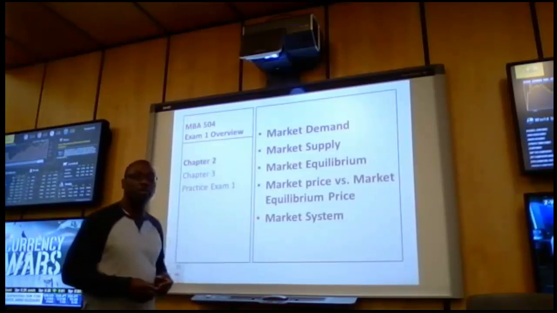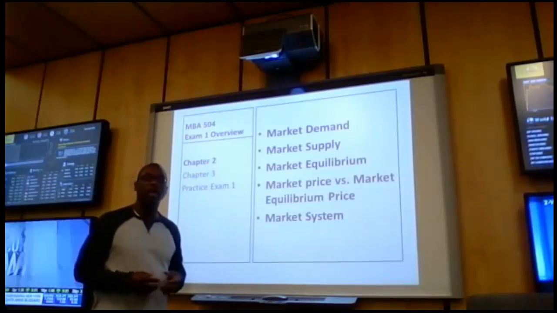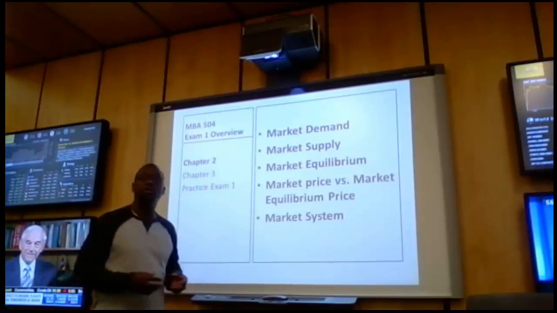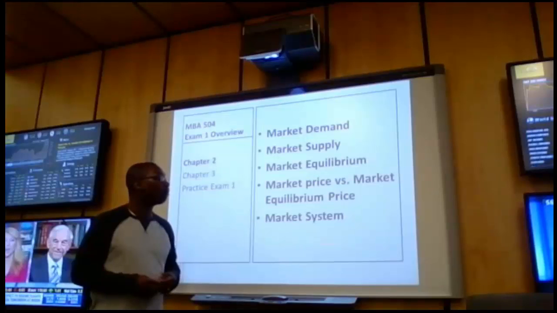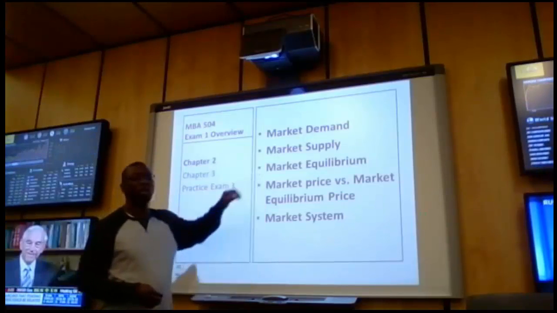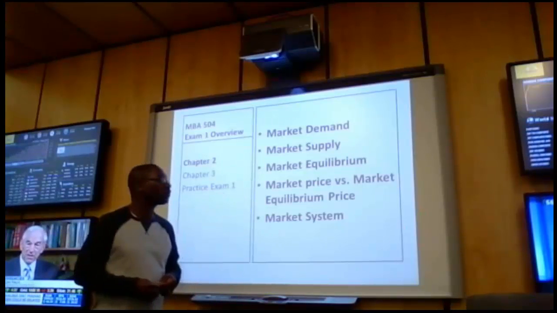You should also be able to distinguish between a change in demand versus a change in quantity demanded, and likewise a change in supply versus a change in quantity supplied. You should be able to graphically illustrate all that I just mentioned. Also, you should be able to graphically illustrate market equilibrium to determine a market equilibrium price, a market equilibrium quantity.